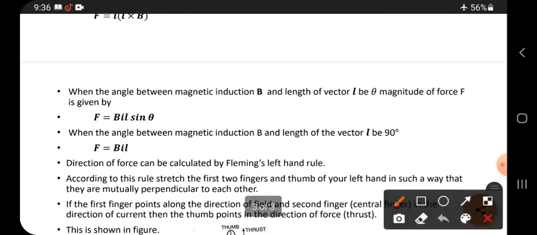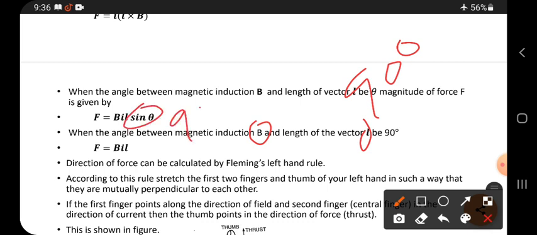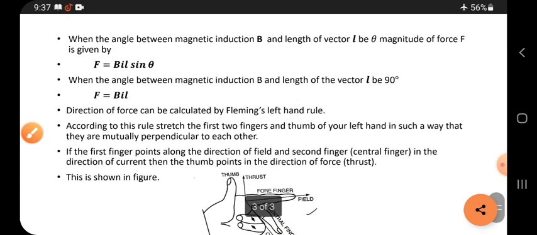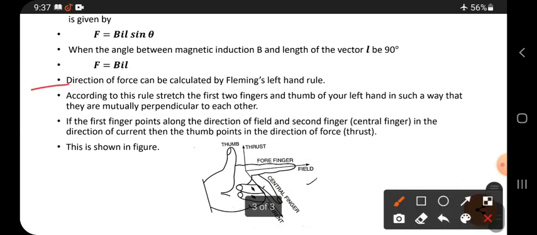If B and L are perpendicular to each other, that means 90 degrees, then substituting theta equals 90, sin 90 becomes 1, so it is BIL only. So it is the maximum force that acts on the wire. The direction of force can be found by Fleming's left hand rule. Fleming's left hand rule explains in which direction the force will act.